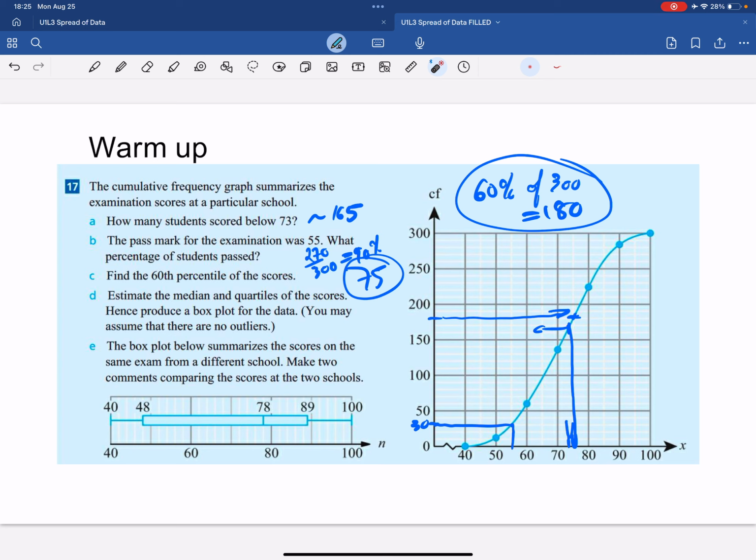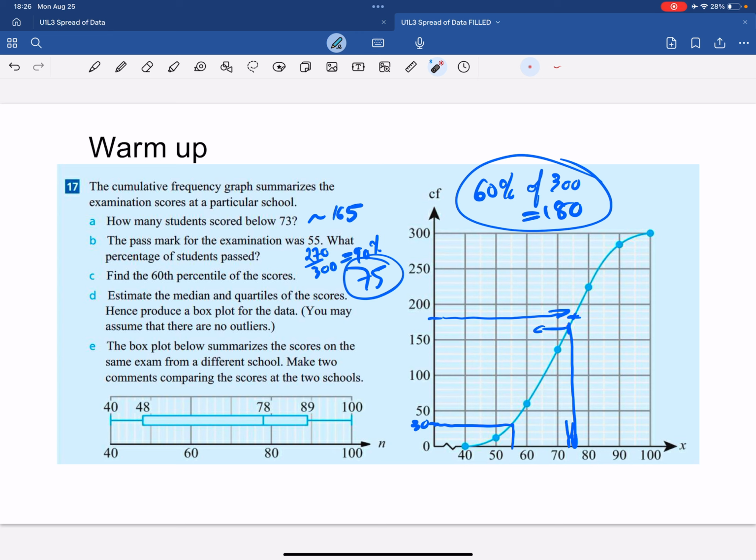60th percentile of the scores. Okay, well, so now if we want the 60th percentile, we've got to take 60% of 300, which is 180. And then we can go over here, mark that value, do it better than we've done here, drop down. It looks right around 75. Okay, so the 60th percentile, the value which 60% of the students got below, was a 75.